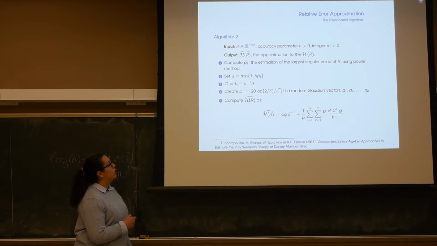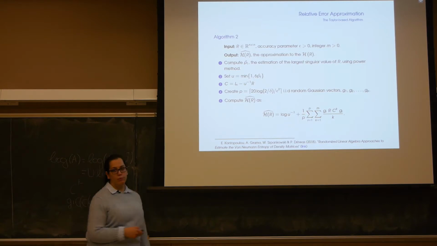And then we compute C, which is the identity minus the approximation to the dominant eigenvalue times R. And again, we use these Gaussian vectors, and we compute the log determinant using this formula.